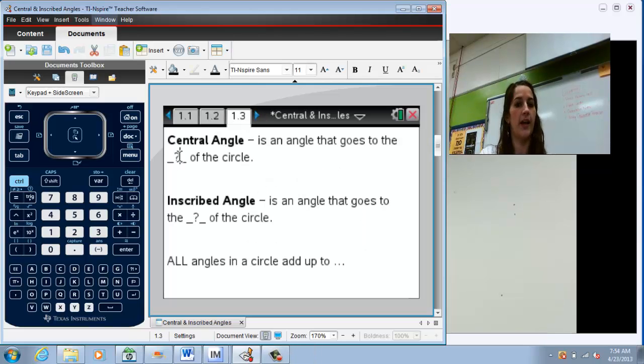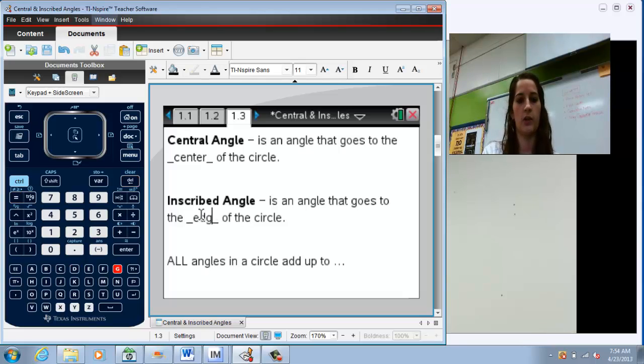Okay, so a central angle is any angle that goes to the center of a circle. So it's an angle whose vertex is on the center of the circle and whose radii are the sides of the angle. An inscribed angle is an angle that goes to the edge of the circle. So it's an angle whose vertex is actually on the circle and whose sides are chords of the circle. And again, all angles in a circle add up to 360 degrees.